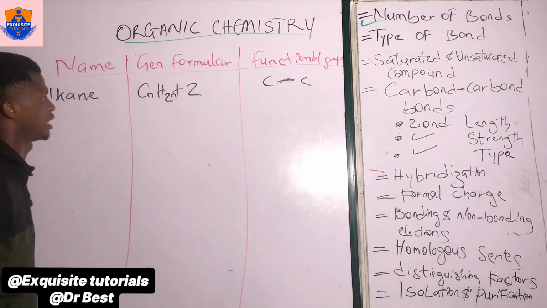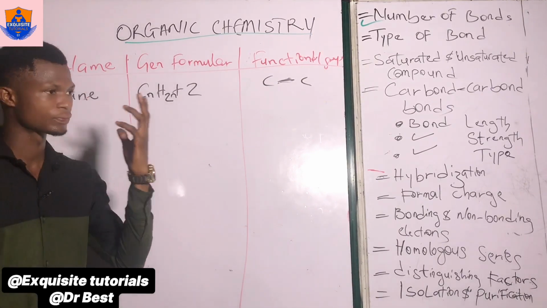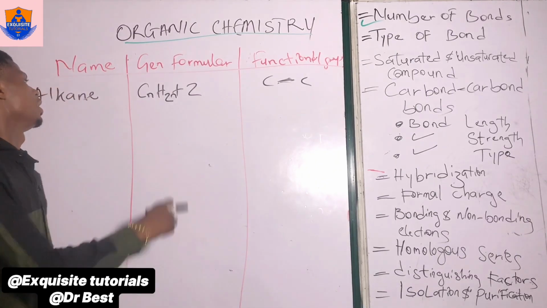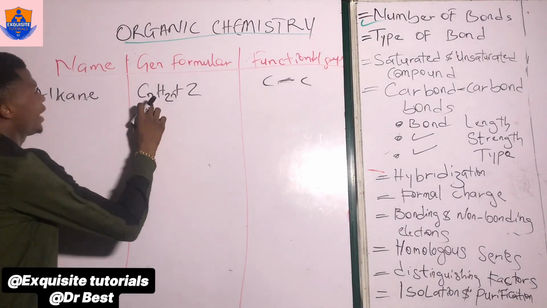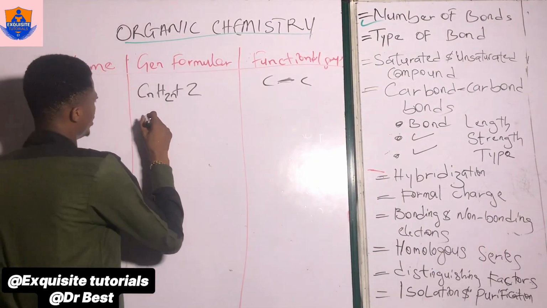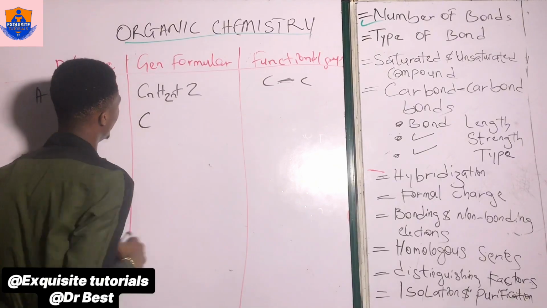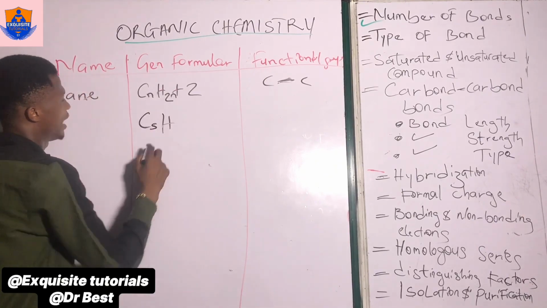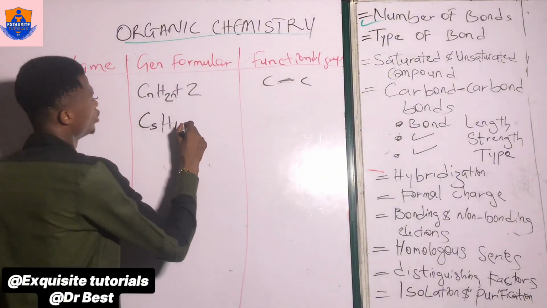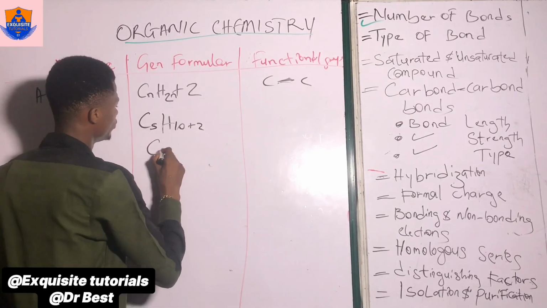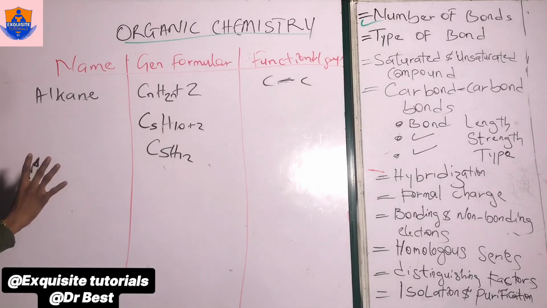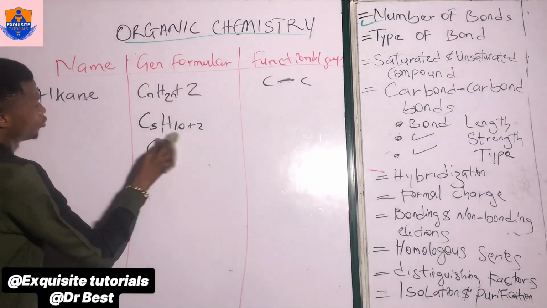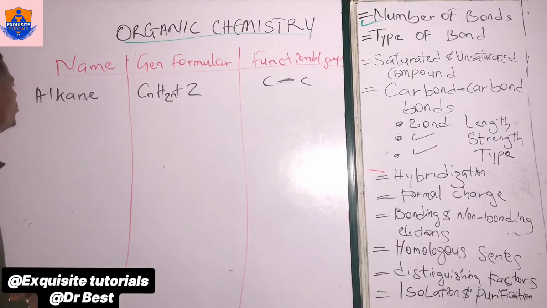Now, let me just solve out an example. Let's say we want to determine the formula of number 5 of this alkane group. Your n represents the number. Let's say your n is 5: CnH2n+2 becomes C5H(2 times 5, which is 10, plus 2), which will give us C5H12. Are you getting it? So just have this formula in mind for alkanes.